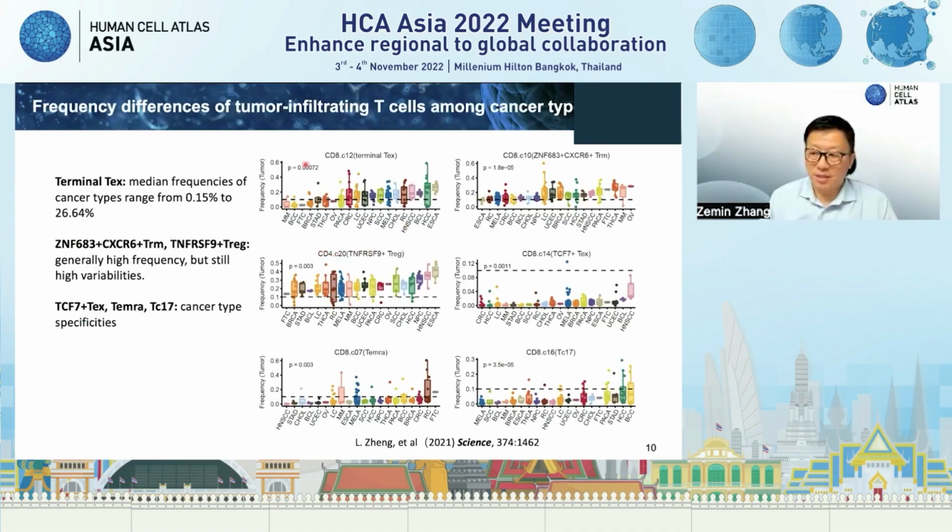The terminally exhausted T cells could be found in all cancer types, but their abundances vary dramatically. The median frequencies of terminally exhausted T cells are highest in esophageal carcinoma, liver cancer, and head and neck cancer, but they are barely detectable in multiple myeloma, basal cell carcinoma, and breast cancer. And the tumor-activated Tregs generally have high frequencies, but still exhibit high variabilities. For example, in esophageal carcinoma and head and neck cancer, the frequency of such activated Tregs is twofold higher than those in breast cancer and stomach cancers.